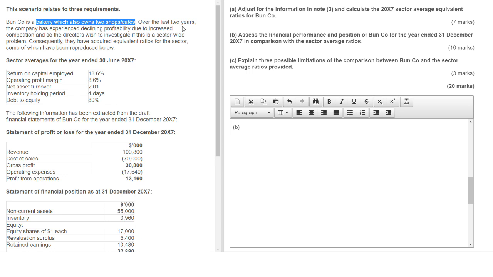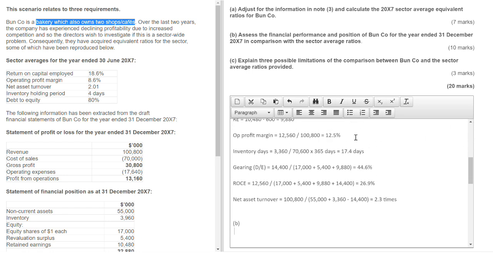Consequently, they have those equivalent ratios which have been reproduced below, and we've gone through and calculated ours, haven't we? Now, you don't have to do this in the exam, but this is just for demonstration purposes, so you can make some brief comments. Operating profit margin for us is 12.5, for the industry is 8.6, so we're performing much better than the industry. Inventory days, however, we're not performing so well there. Remember the type of business that we are operating, being a bakery, and we have a 17.4 day shelf life compared to 4 for the industry, so that's quite large in comparison, isn't it?